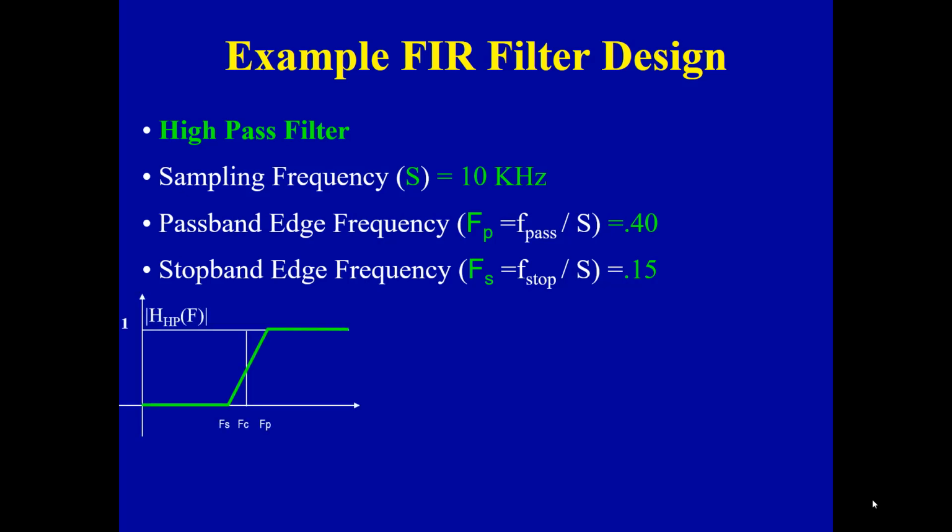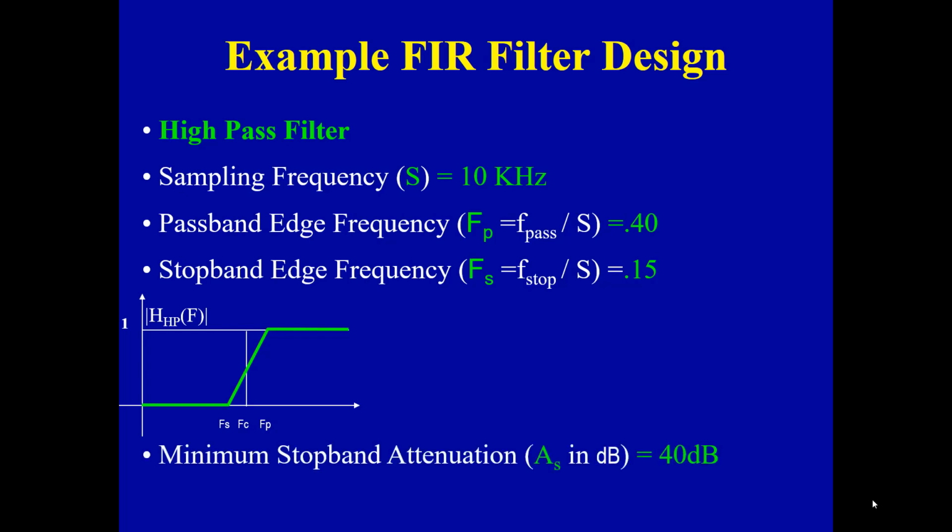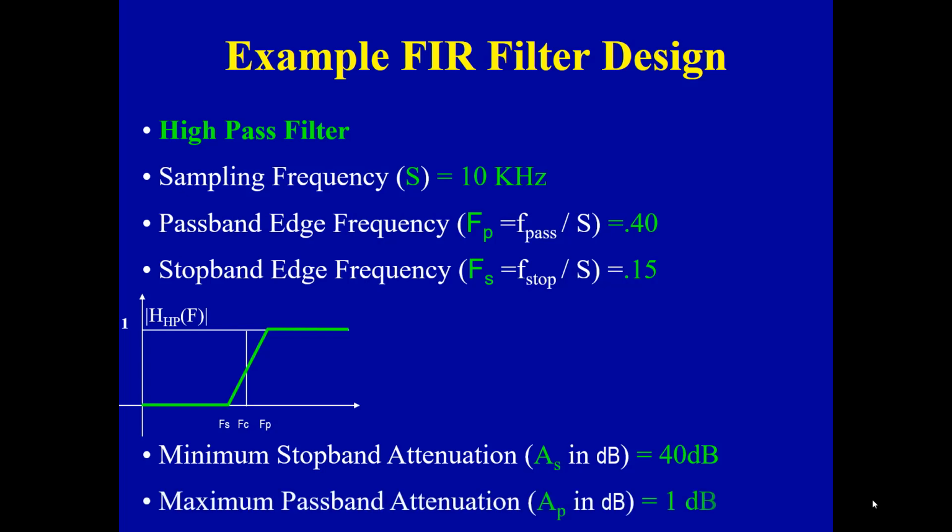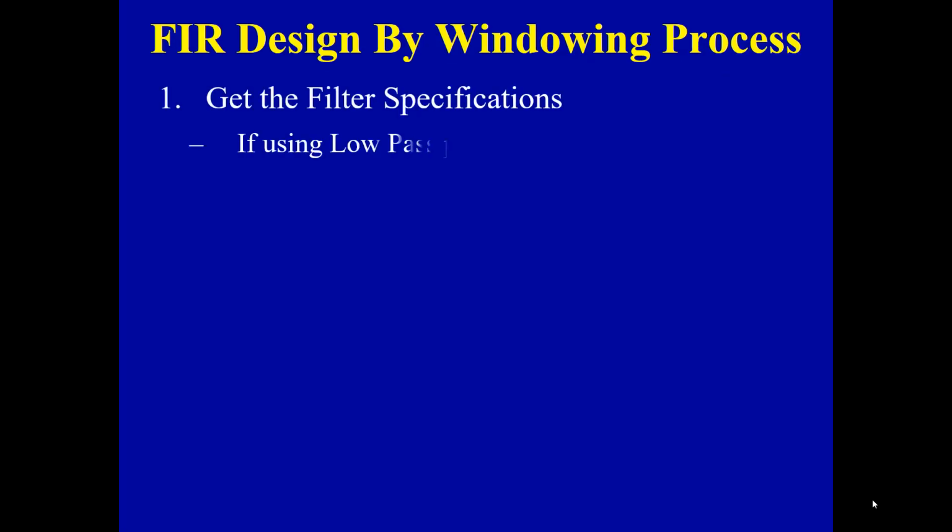That meant we would have a basic shape for our magnitude response that we're trying to achieve, with the stop band at low frequencies, the pass band at high frequencies, and F, the stop band edge at 0.15, pass band edge at 0.4. The specifications for how good the pass and stop band had to be has a minimum stop band attenuation of at least 40 dB and a maximum pass band attenuation of 1 dB. And so we've got our filter specifications, and in this case we're going to start by using a low-pass filter prototype that will design the low-pass filter and then transform it into a high-pass filter.